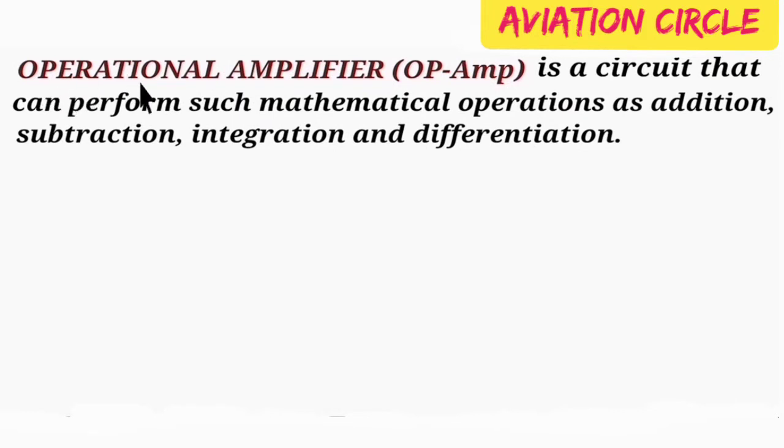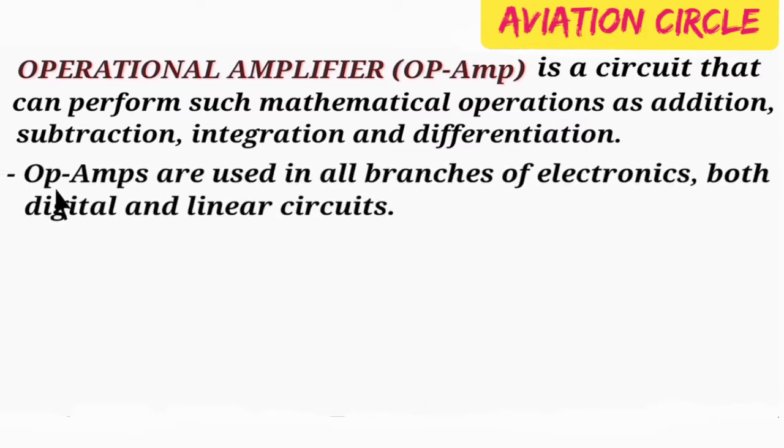Op-amp, operational amplifier, is a circuit that can perform such mathematical operations as addition, subtraction, integration and differentiation. Operational amplifiers are used in all branches of electronics, both digital and linear circuits. Linear circuits are those in which circuit parameters such as resistance, capacitance, inductance are constant, and in these circuits we use resistors, capacitors and inductors. Digital circuits use transistors.